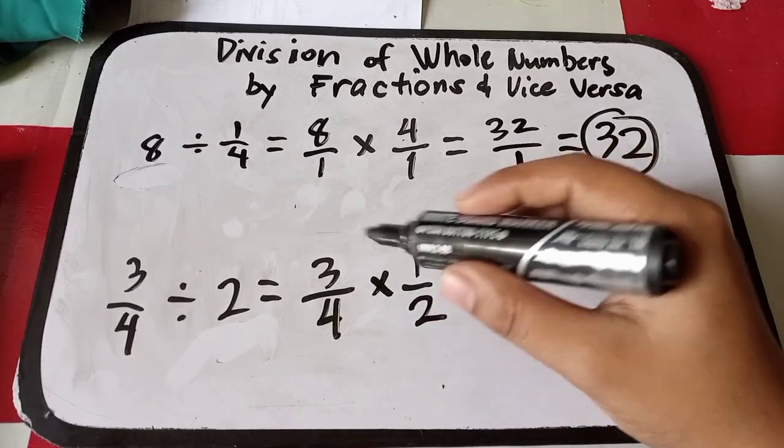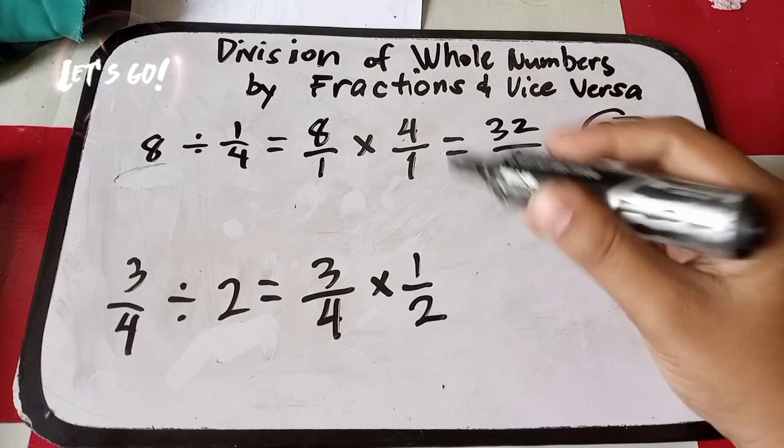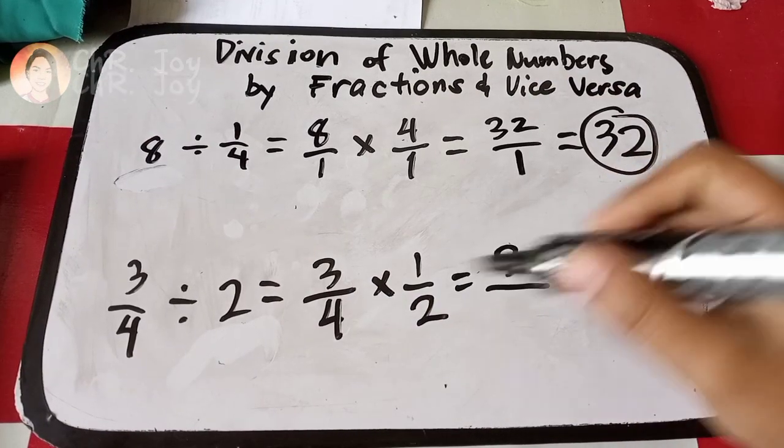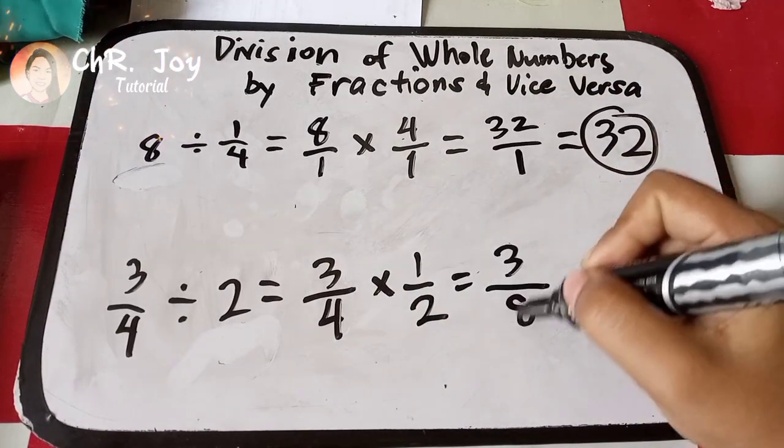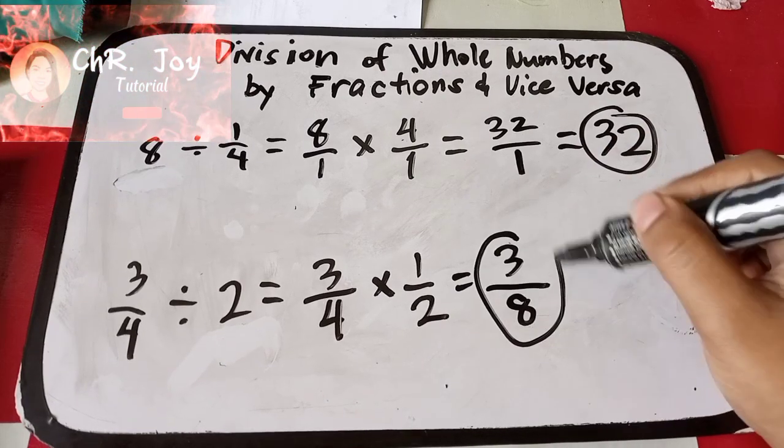Now we're going to multiply this one. 3 times 1 is equal to 3, and 4 times 2 is equal to 8. So we have 3 over 8.